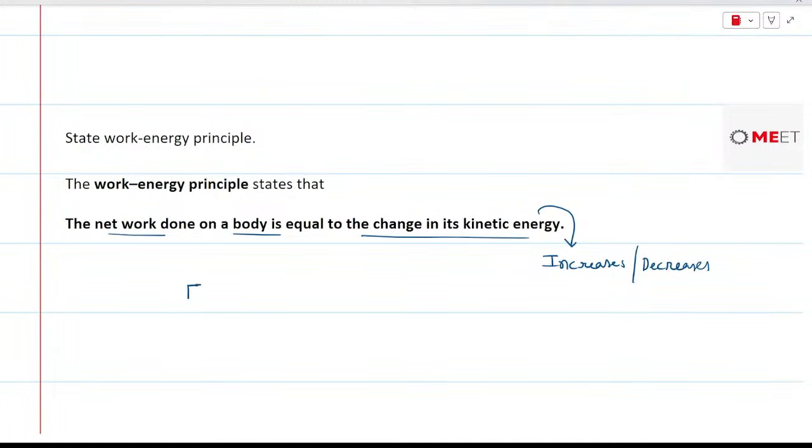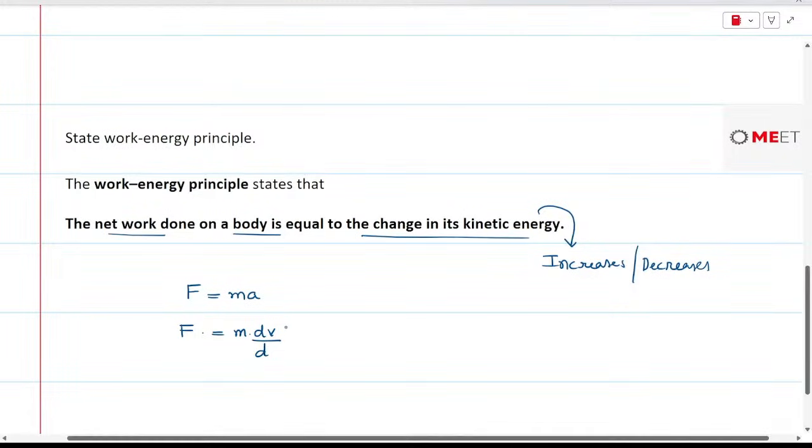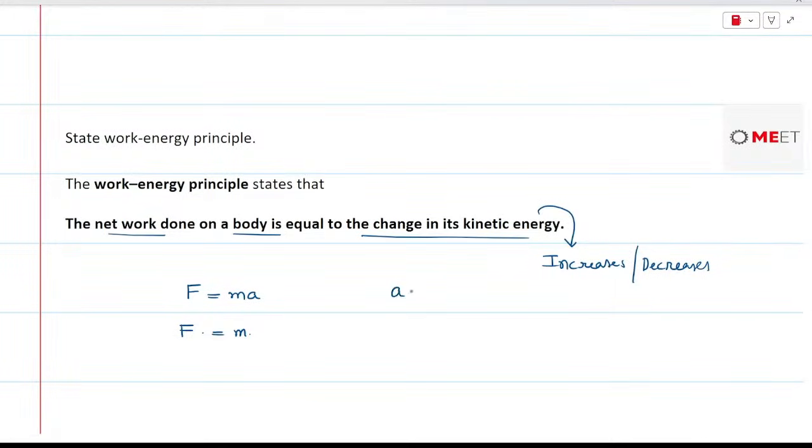If we go back to the fundamentals of Newton's second law, force is expressed as mass into acceleration. So F is equal to mass times acceleration, which can be written as dv by dt. Instead of writing the acceleration as dv by dt, the acceleration can also be expressed as a is equal to v square minus u square divided by 2 times s.